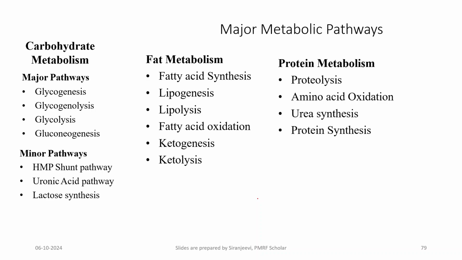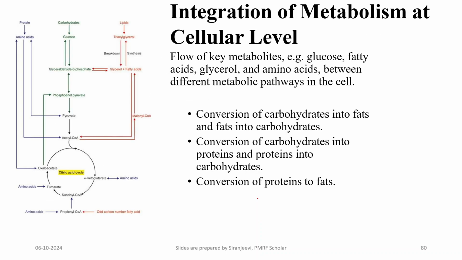In terms of fat metabolism, we have seen fatty acid synthesis, lipogenesis, lipolysis, fatty acid oxidation, ketogenesis, and then ketolysis. And in terms of protein metabolism, we have seen proteolysis, amino acid oxidation, urea synthesis, and protein synthesis. There's something called integration of metabolism at the cellular level. Usually, carbohydrates are converted into fats, and fats into carbohydrates by gluconeogenesis, and carbohydrates into proteins, and proteins into carbohydrates. But conversion of proteins to fats only takes place; fats to protein does not take place.